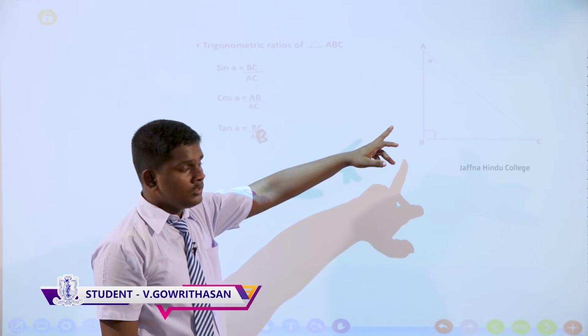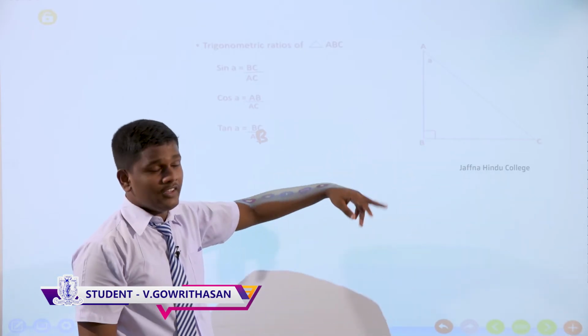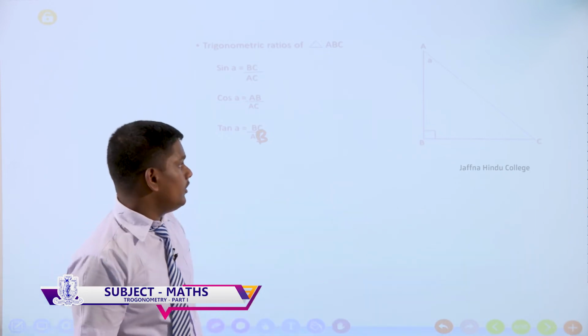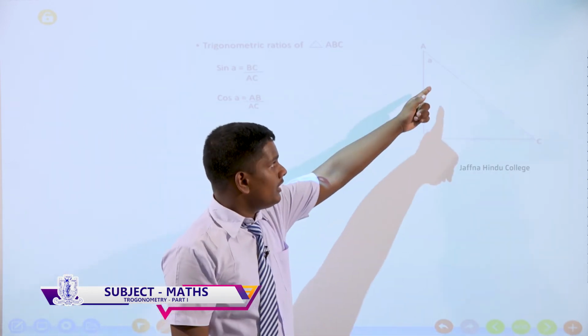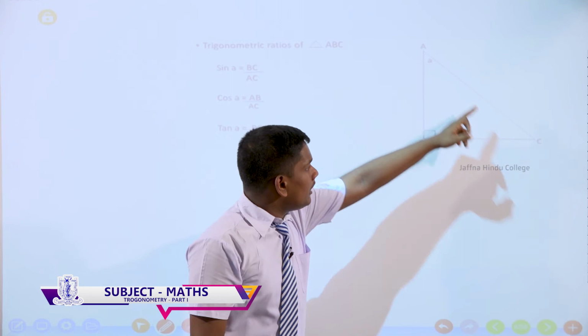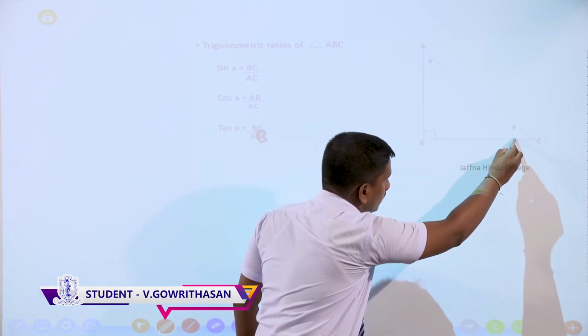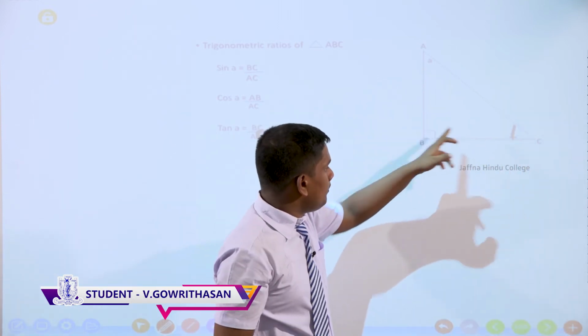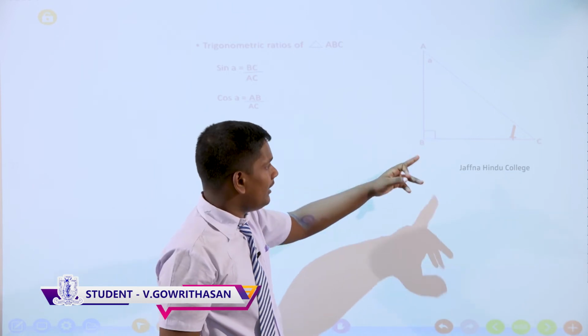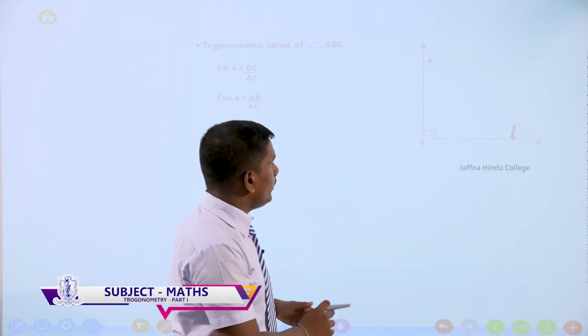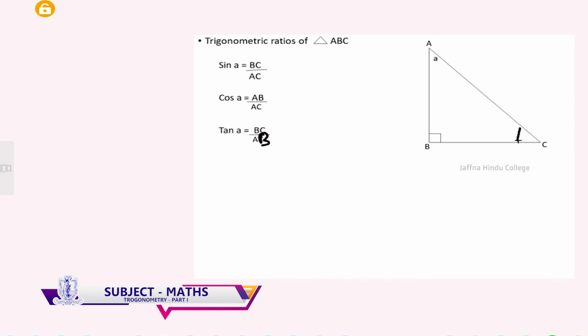We know the sum of the interior angles of a triangle is 180 degrees. So 90 plus A plus the angle ACB is equal to 180 degrees. So ACB becomes 90 minus A.